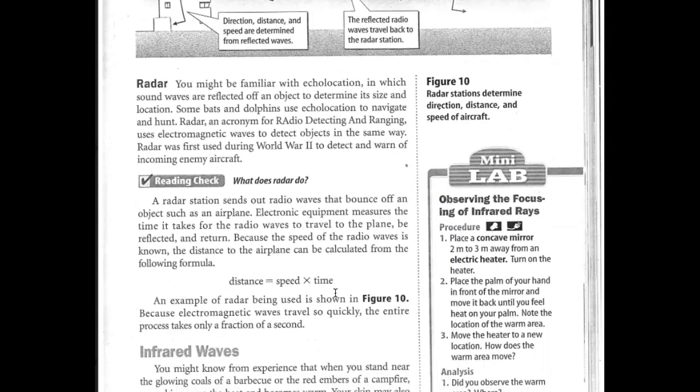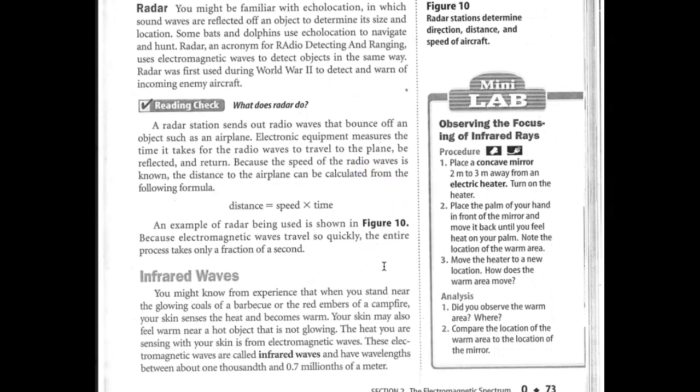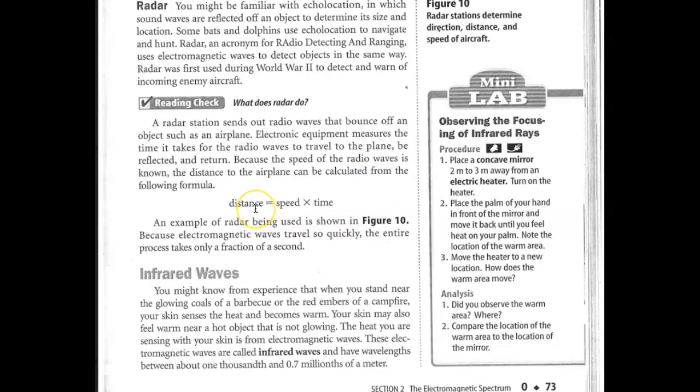A radar station sends out radio waves that bounce off of an object such as an airplane. Electronic equipment measures the time it takes for the radio waves to travel to the plane, be reflected, and return back. Because the speed of the radio waves is known, the distance to the airplane can be calculated from the following formula. Distance equals speed times time.